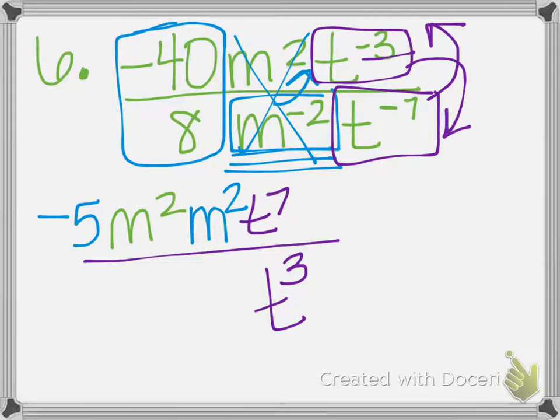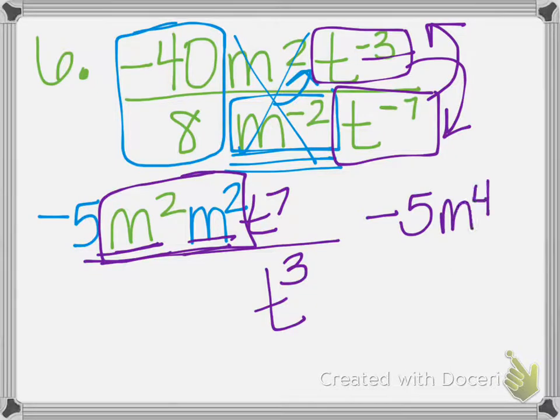Now that I've got all my negative exponents gone, I can start working with my same bases. So my coefficient's staying the same because it doesn't have anything simplifying it. So I've got negative 5. And then I've got m to the second times m to the second. These have the same base, and when we have the same base, we add our exponents, so we get m to the fourth.